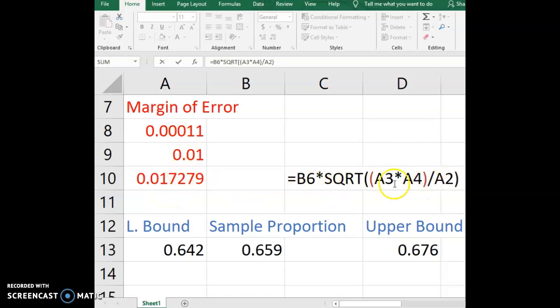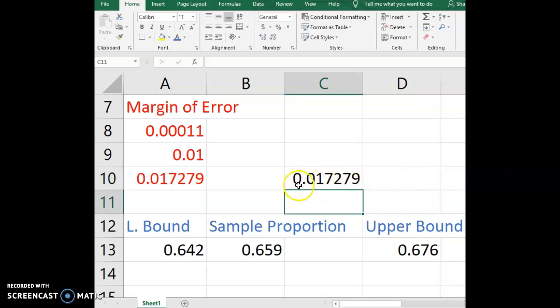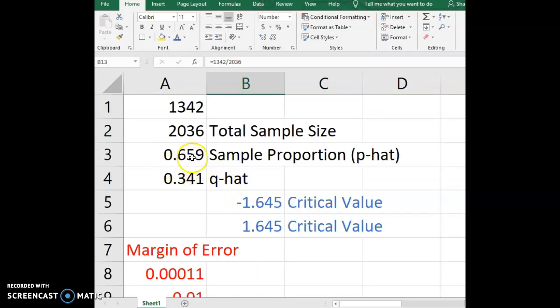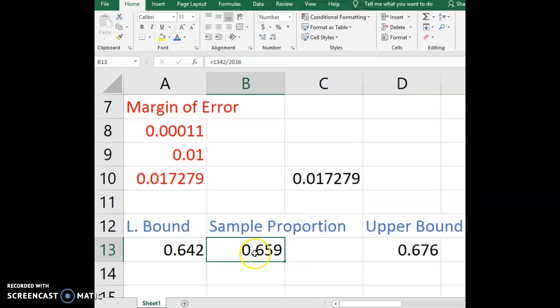Here it is all written out in just one line here. You'll get the same result, but you just have to be careful with your symbols and parentheses to make sure Excel calculates it correctly. Once you have the margin of error, the sample proportion, p hat, is right smack dab in the middle of your confidence interval.